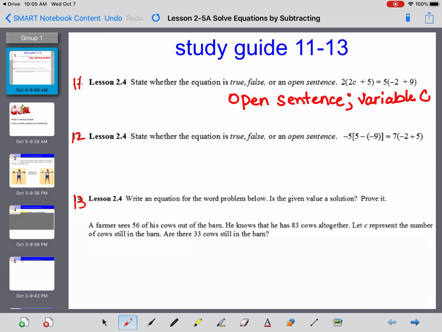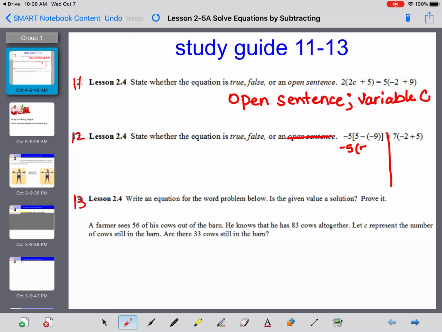The next problem. State whether the equation is true, false, or an open sentence. I notice right away that it is not an open sentence because I don't see a variable. That means I need to solve this and determine if it's true or false. When I am solving this problem, I need to solve the left side of the equal sign and the right side of the equal sign using the order of operations.